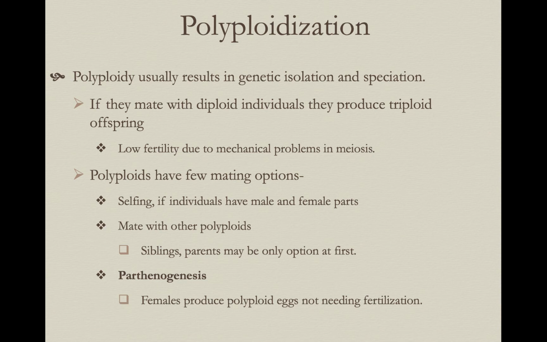And in some species, polyploid species can persist as all-female populations that reproduce through what's called parthenogenesis, where females produce polyploid eggs that just don't need fertilization. So they don't produce eggs through meiosis, they produce eggs through mitosis. And so all of the genes are there that are needed for the individual to develop. And males aren't even needed in those species.